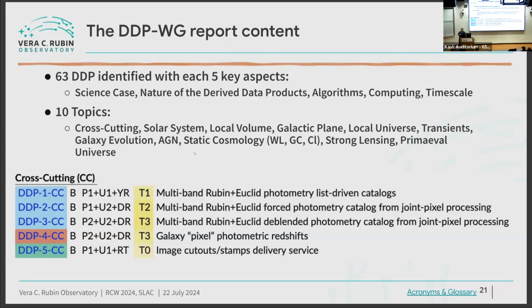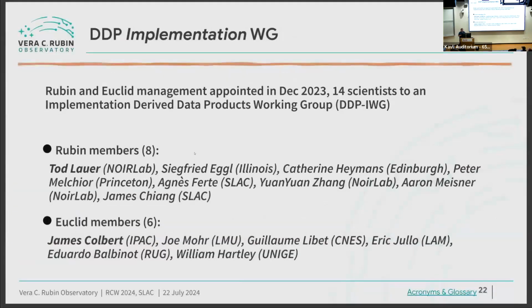The 5 prime products, I'll talk about a couple more times as we go along. These cross-cutting products are mostly just photometry catalogs, listed here at the bottom. They come in 3 different levels of complexity, starting with a basic list-driven one and getting into more and more joint pixel processing. Then there's an effort to make pixel-level photometric redshifts, and then there are image cutouts and stamps. We'll come back to this some more.